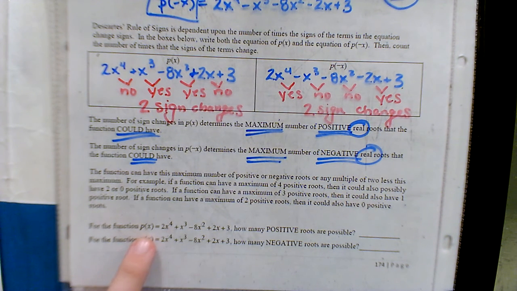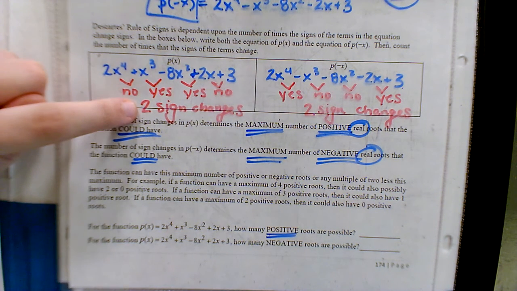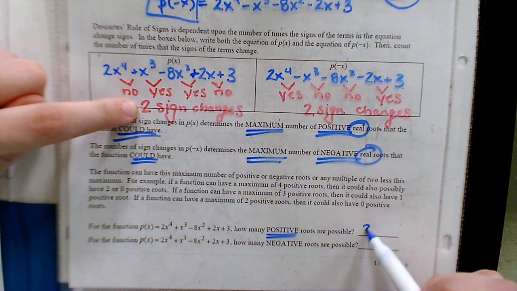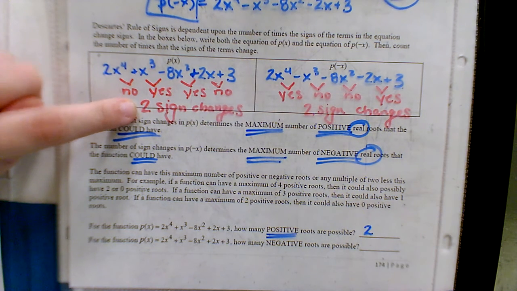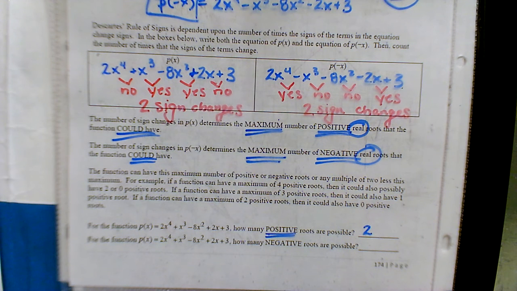Alright, so let's take a look at this p of x equation, the original one, the one representing the positive roots on the right-hand side of a graph. We said that since there were 2 sign changes, we could have at most 2 x-intercepts on that side. But what's another possibility?